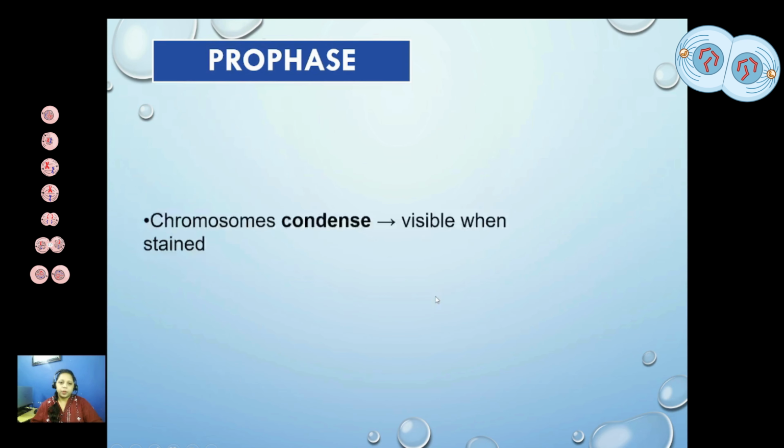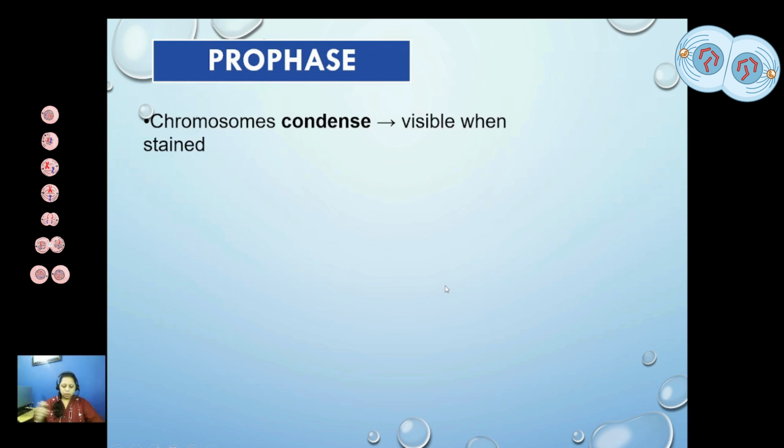Let's go into the prophase. So first of all, the DNA condenses to form a chromosome. It is quite visible when stained. If you want to have a look at the live process, you can easily observe it.